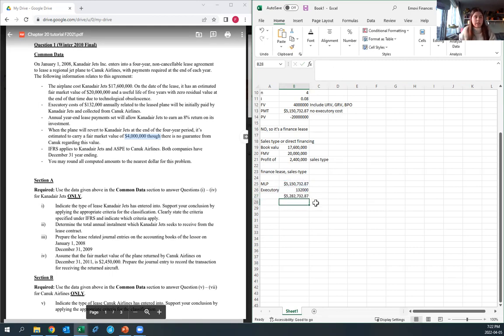So the payment, really cash money that you're receiving from the lessee every year is 5,282,000. So that's the payment that they're going to receive.